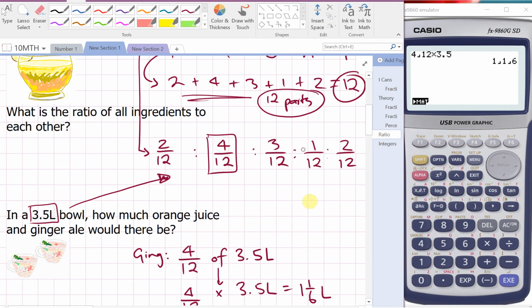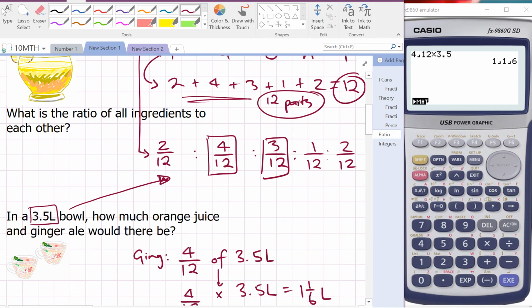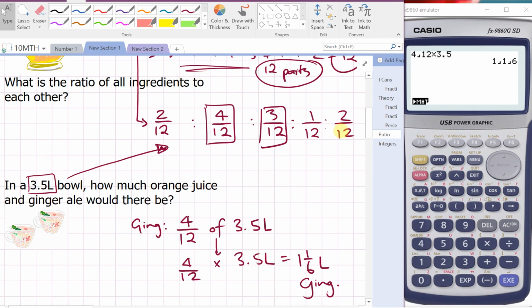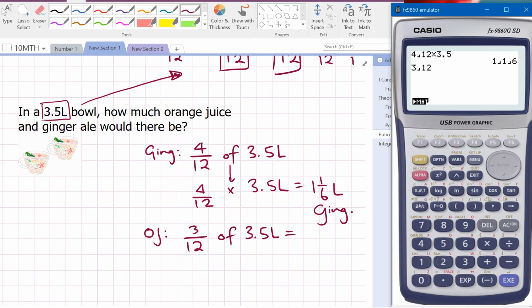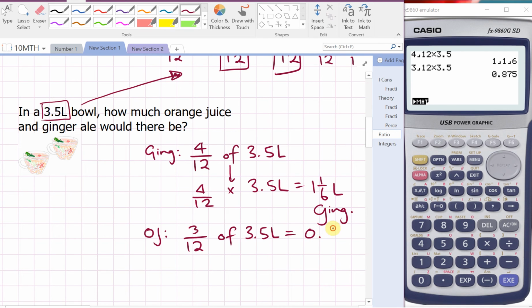For orange juice is 3/12. So if we go back to the ratio, orange juice, we would have 3/12. So OJ, 3/12 of 3.5 litres. So we're finding out how much is orange juice in that bowl. So 3/12 times 3.5 will give us 0.875. So I'm just going to leave that as a decimal. 0.875 litres will be orange juice. So that's how you use ratio.